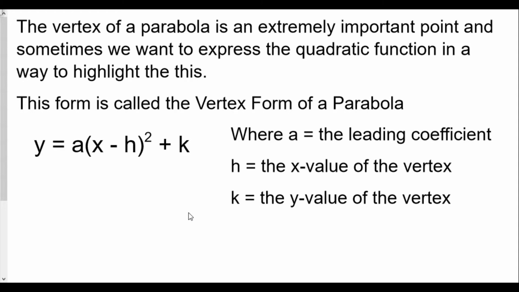This form is called the vertex form of a parabola. y equals a times x minus h, the whole thing being squared, plus k. Now, a is the leading coefficient, the same a value when we use ax squared plus bx plus c. h is the x value of the vertex, and k is the y value of the vertex. So the vertex is extremely important, also known as the turning point, but we use the word vertex for this point here. And so, how do we find this?